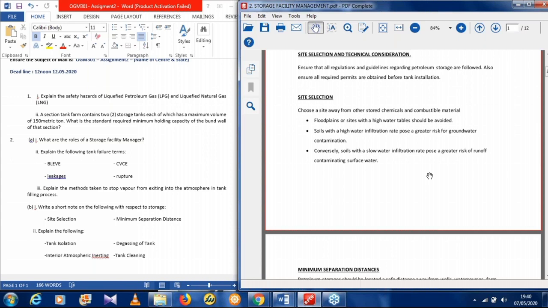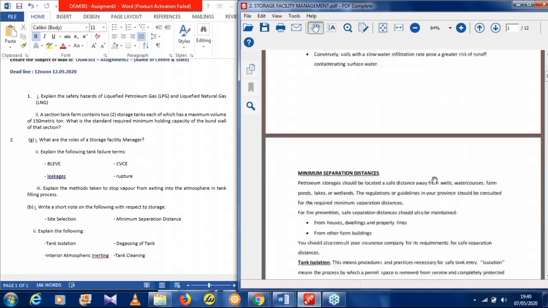Then, soil with a high water infiltration rate will pose a lot of risk of underground water contamination. Underground water is water inside the ground. If we start siting our storage around that area, it could cause a lot of contamination. So these are some of the checks that we put in place for site selection of our storage.